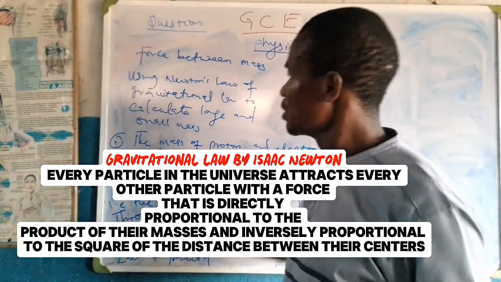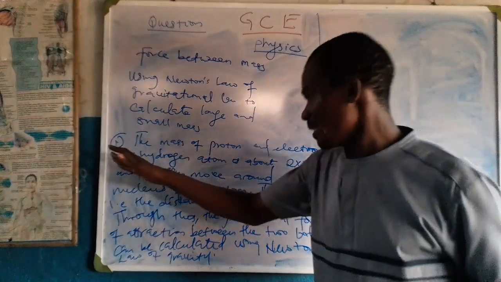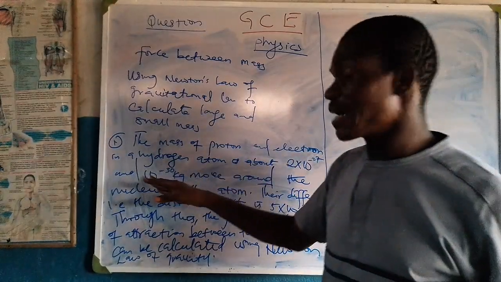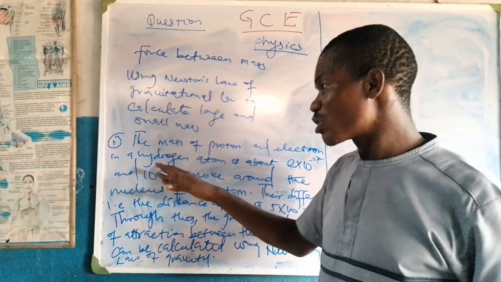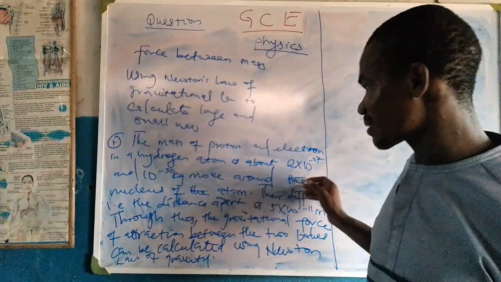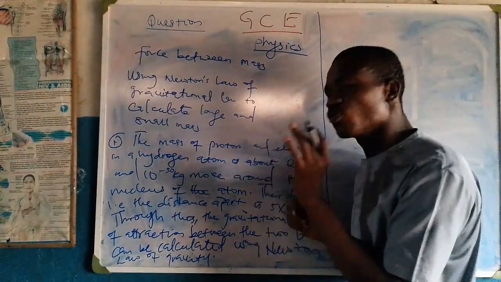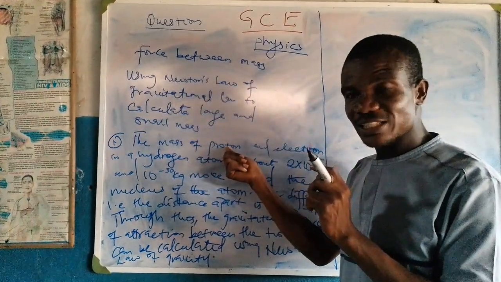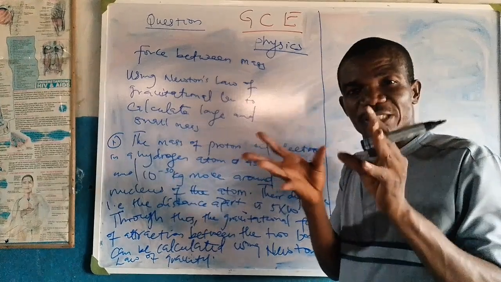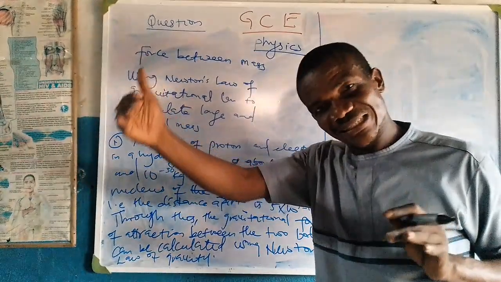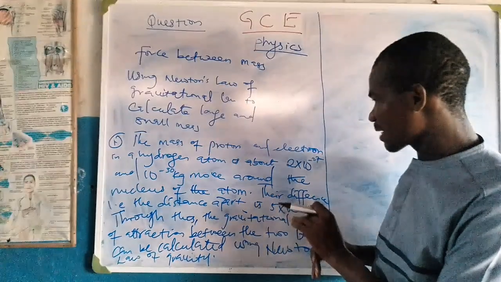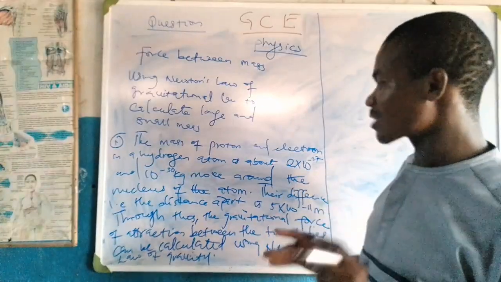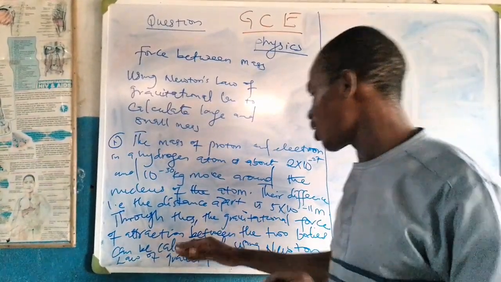gravitational field. The mass of a proton and electron in a hydrogen atom is about 2 times 10 raised to the power minus 27 and 10 raised to the power minus 30 kg, moving around at a distance in the atom. Now you are talking about a proton and an electron. Remember, one carries a positive charge, the other a negative charge, but these are two bodies moving together, apart by a distance. And the distance you are talking about is the radius. Through the gravitational force of attraction, you are asked to calculate it using the law of what?